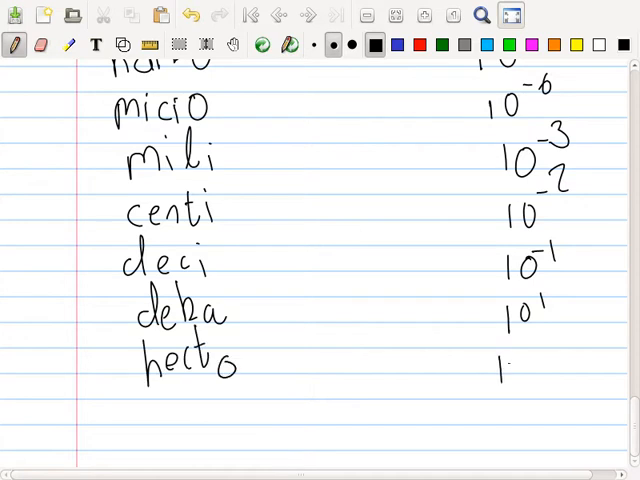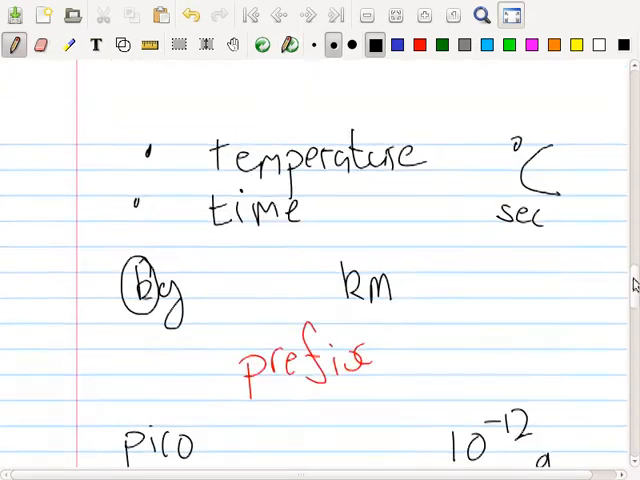Now, hecto, 10 squared. So a hectometer would be 100 meters. And now kilo, 10 cubed. And I'll go back up now, don't worry.